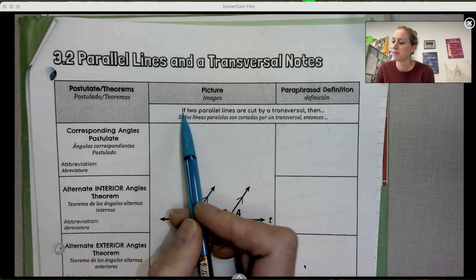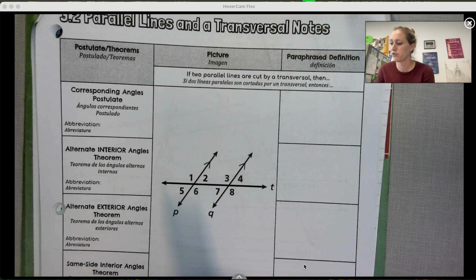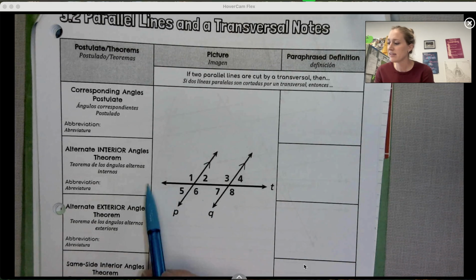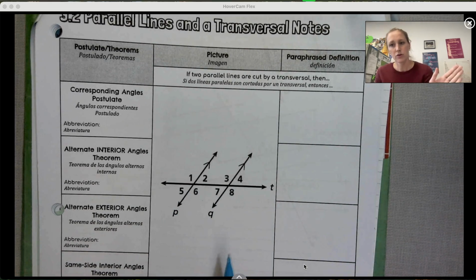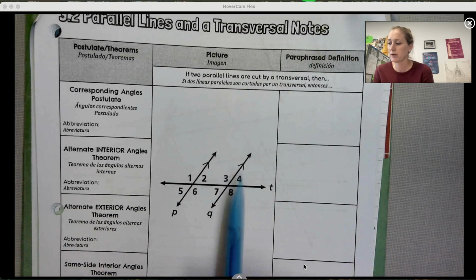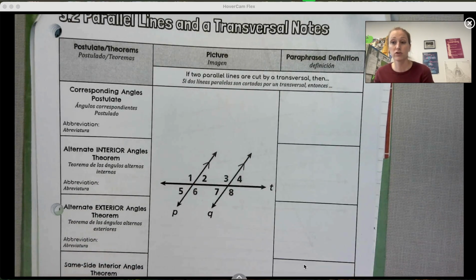And so here we have, if 2 parallel lines are cut by a transversal, so that's this picture right here. So P and Q are parallel. I know that because of those arrow symbols. And then T is a transversal. So remember, transversal is just a line that intersects 2 or more other lines. Okay, so T is the transversal, P and Q are parallel lines. So if we have this set up, so that's the if part, then what is true?